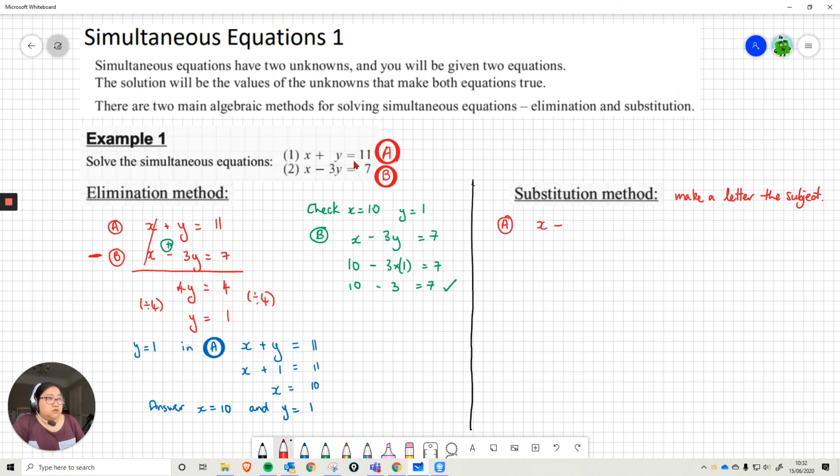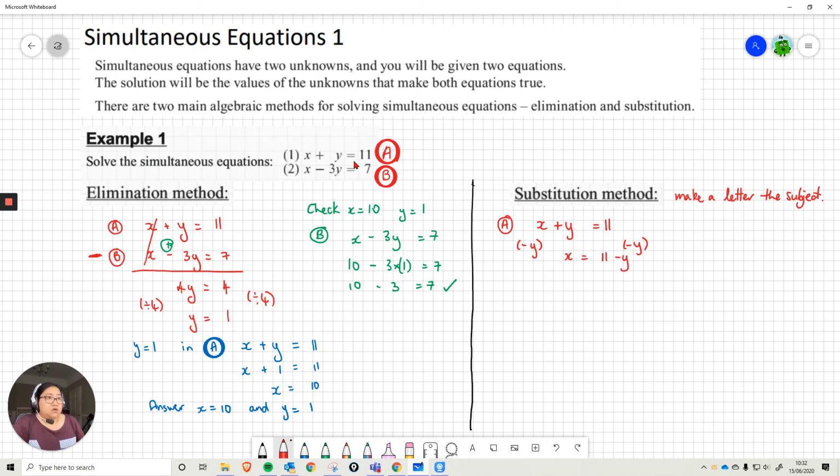We've got x plus y equals 11. So I'm going to make x the subject by getting rid of y. So I want to subtract y from both sides. X is then equal to 11 minus y.